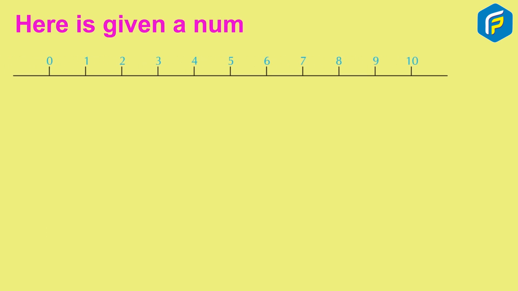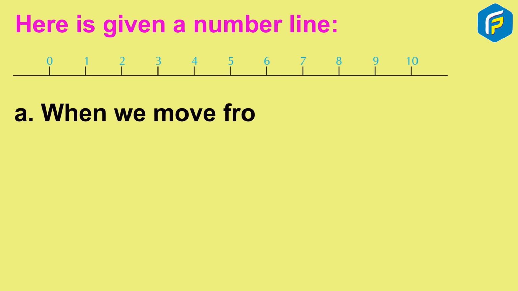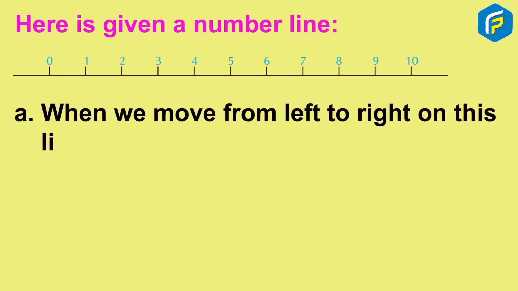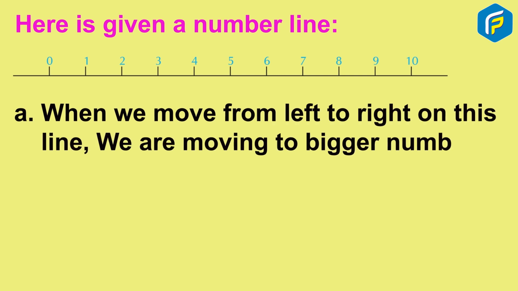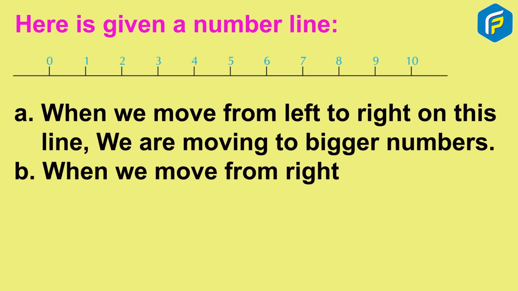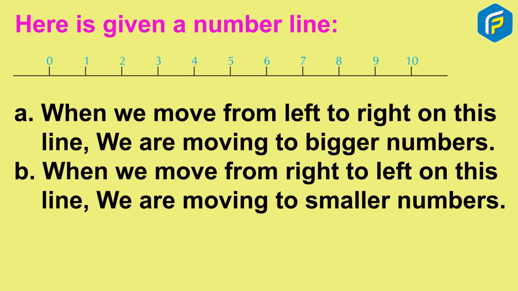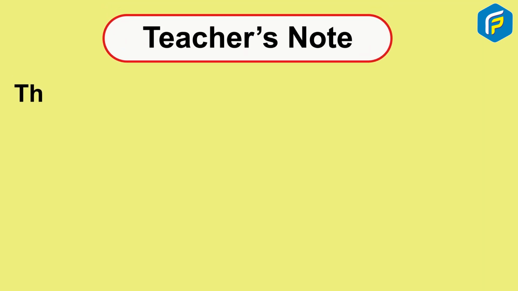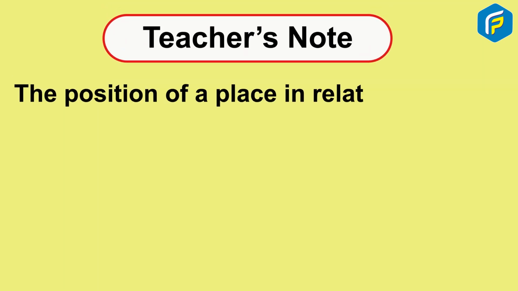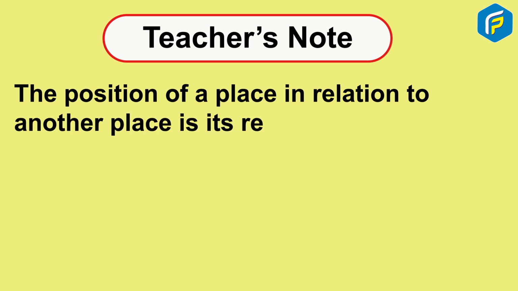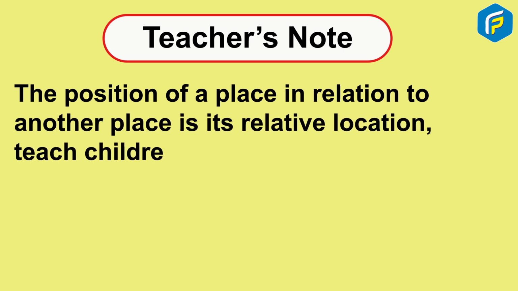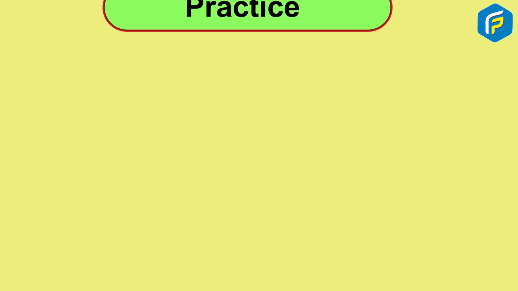Here is given a number line. A. When we move from left to right on this line, we are moving to bigger numbers. B. When we move from right to left on this line, we are moving to smaller numbers. Teacher's note. The position of a place in relation to another place is its relative location. Teach children with examples.